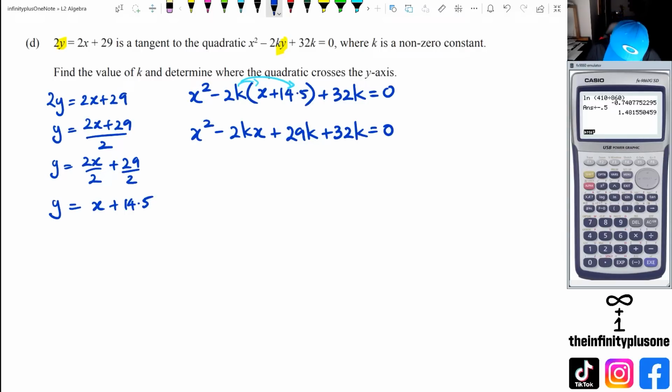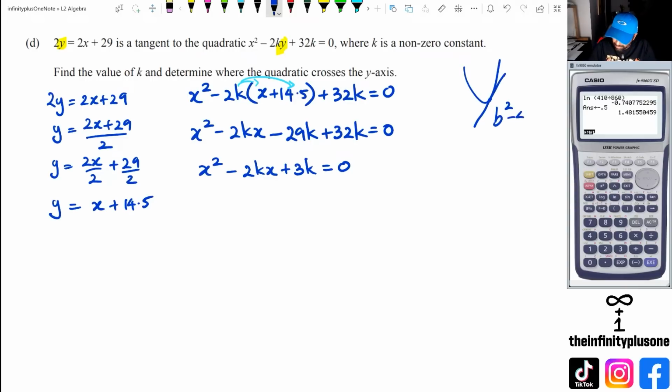I think I just realized that should be minus 2kx. There we go. So I've got to end up with x squared minus 2kx plus 3k is equal to 0. So the next part is, remember that it's a tangent to the quadratic, right? So if the quadratic is like this, if it's a tangent, then b squared minus 4ac is equal to 0.